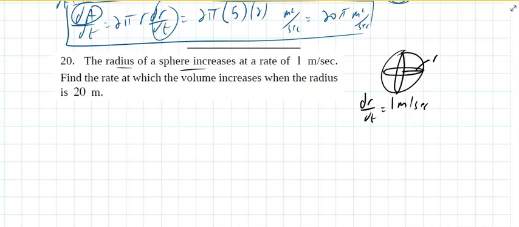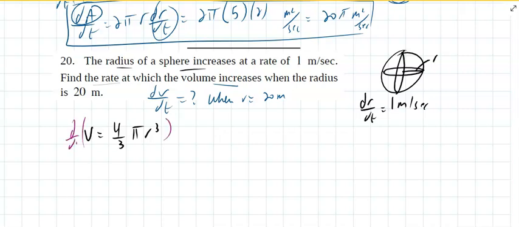Now, here I provide the formulas for whether they want the surface area or the volume. Volume is 4/3 pi r cubed, and surface area, the surface of the surrounding, is 4 pi r squared. Here they say find the rate at which the volume is increasing. How fast is the volume changing when r is 20 meters? Well, we know that the volume is 4/3 pi r cubed. And since everything is changing with respect to time, I take the rate of change with respect to time.